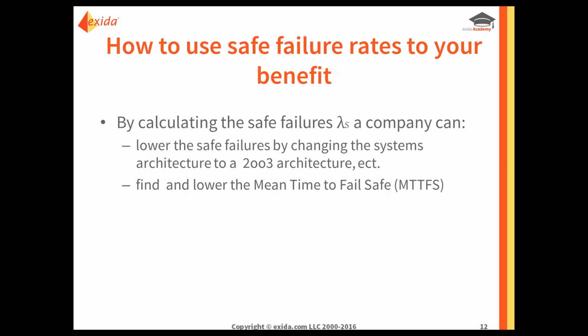And doing so, you can calculate the safe failures from FMEDA. You can get your safe failure rate, both detected and undetected, and you can use those numbers to lower safe failures by changing system architecture. So you're a 1 out of 1 system. You can play with advanced modeling tools such as Excellentia and see what maybe a 1 out of 2 system or a 2 out of 3 system architecture would change, and see how your mean time to fail safe and your PFD average and everything will change when you do simple changes in the modeling software. And then you can also use that safe failure rate to find and lower the mean time to fail safe.